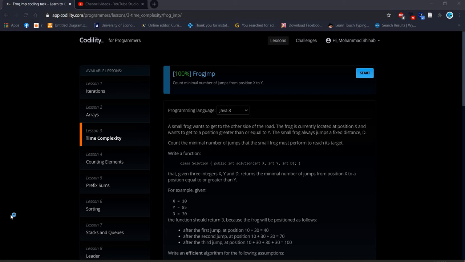Welcome everyone. Today we will solve another Codility problem. This problem is related to time complexity. If you are studying computer science, you already know what time complexity is. If you want to know about time complexity, then you have to know about big O notation.